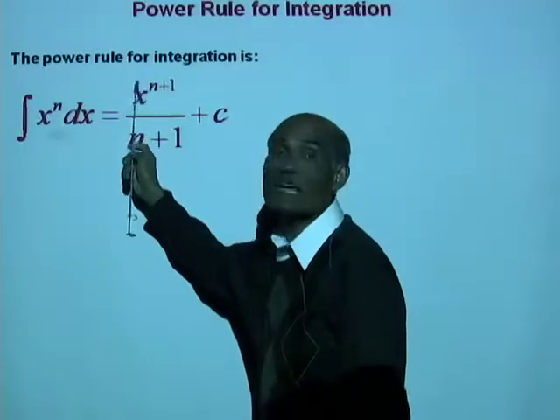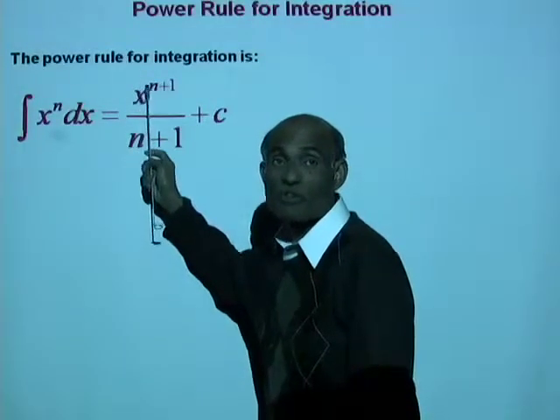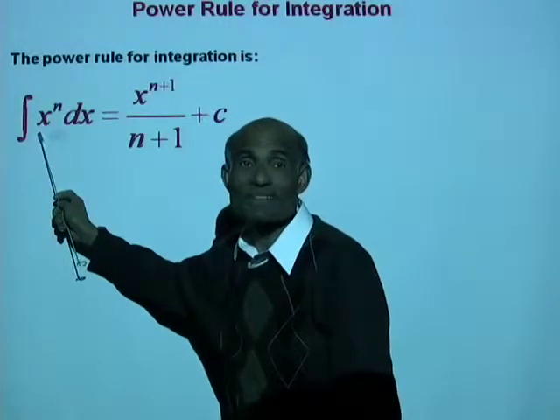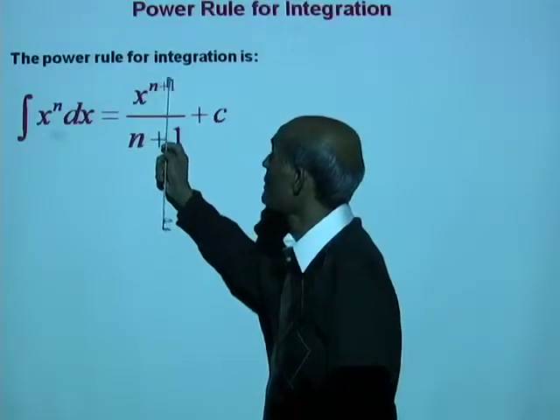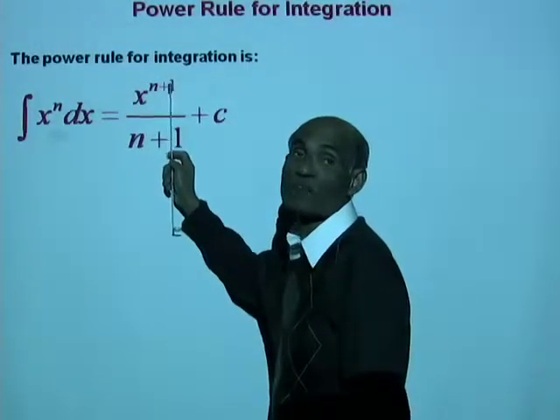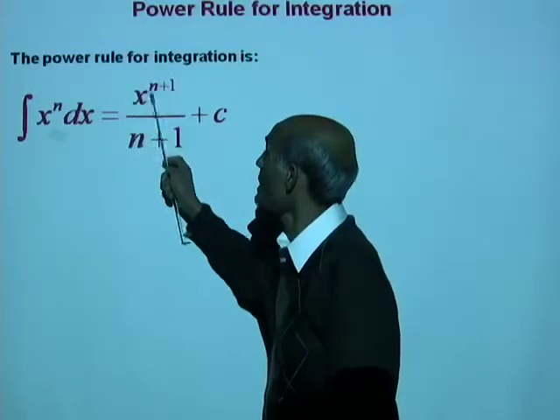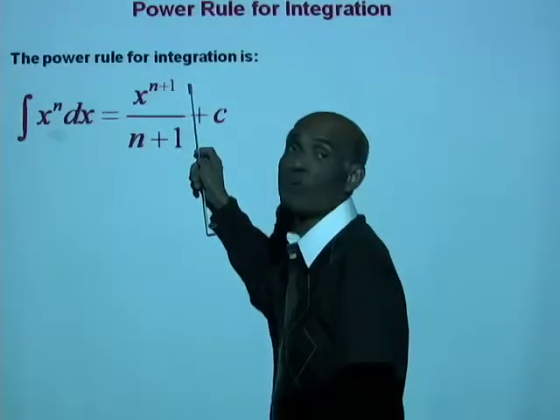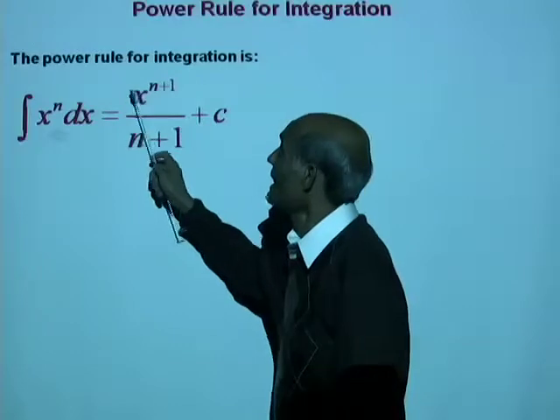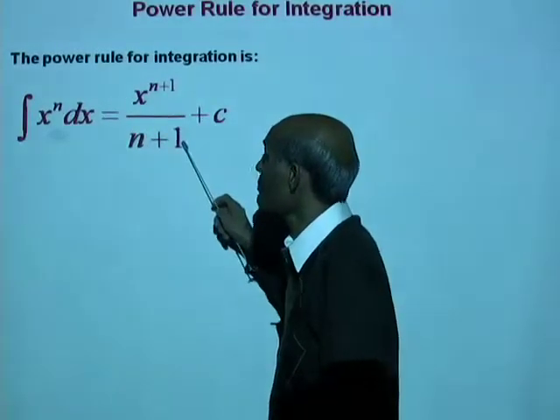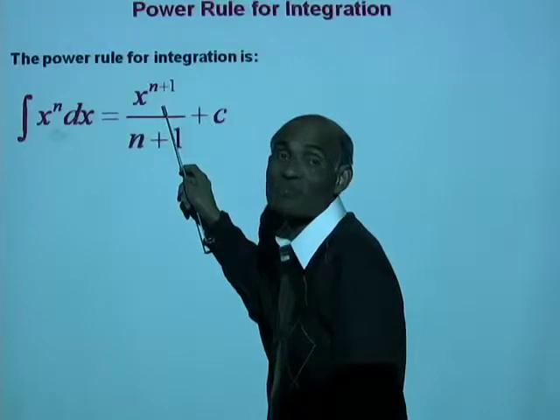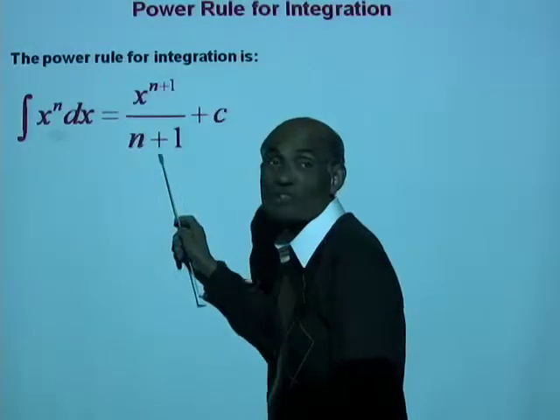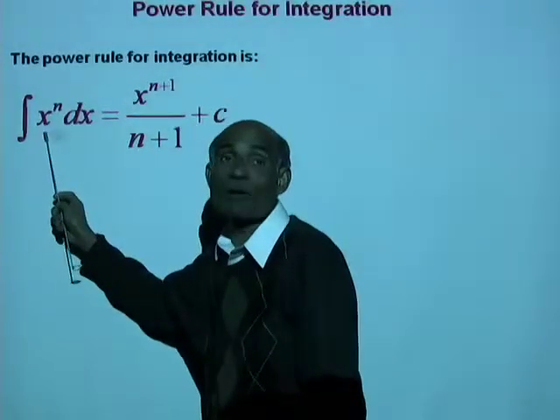Now, you can find the derivative of this. If you find the derivative of this, you must get x to the power of n. Is that right? Now, what is the derivative of this quantity? If you find the derivative of the numerator, it will be 1 times n plus 1 times x to the power of n plus 1 minus 1. N plus 1 minus 1 is n. And the n plus 1 here will cancel this n plus 1. You'll be left with x to the power of n. And the derivative of a constant is 0. So, the derivative of this is x to the power of n.